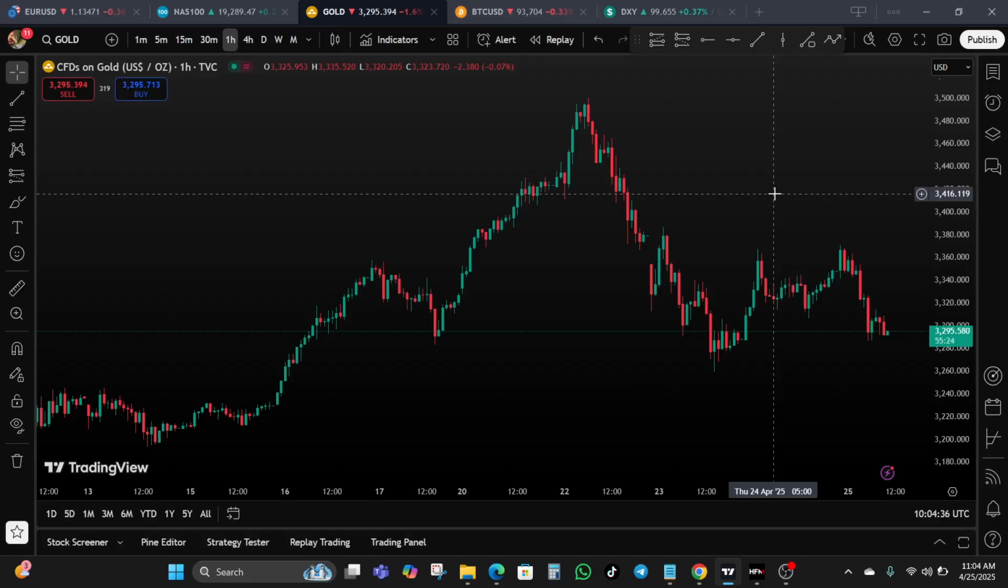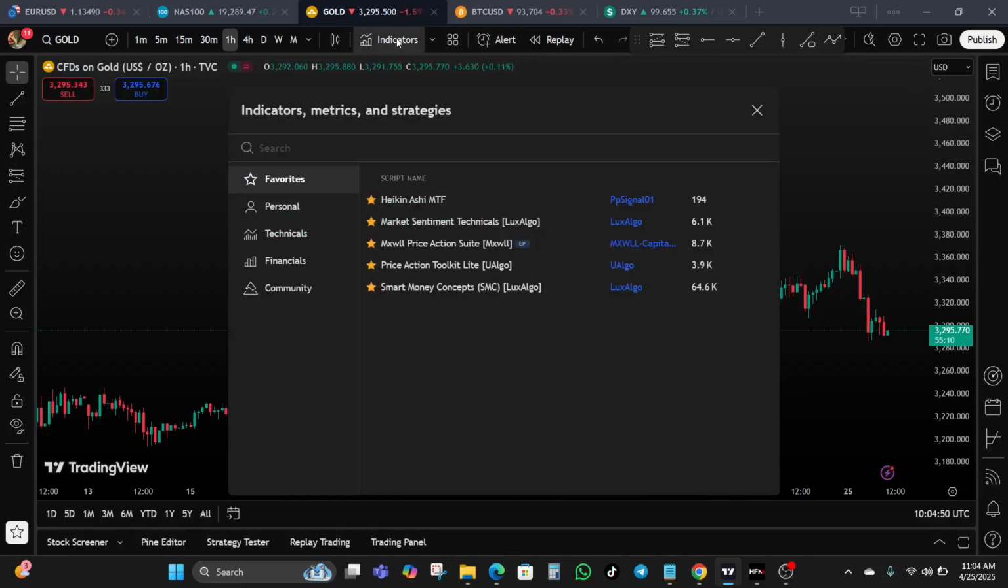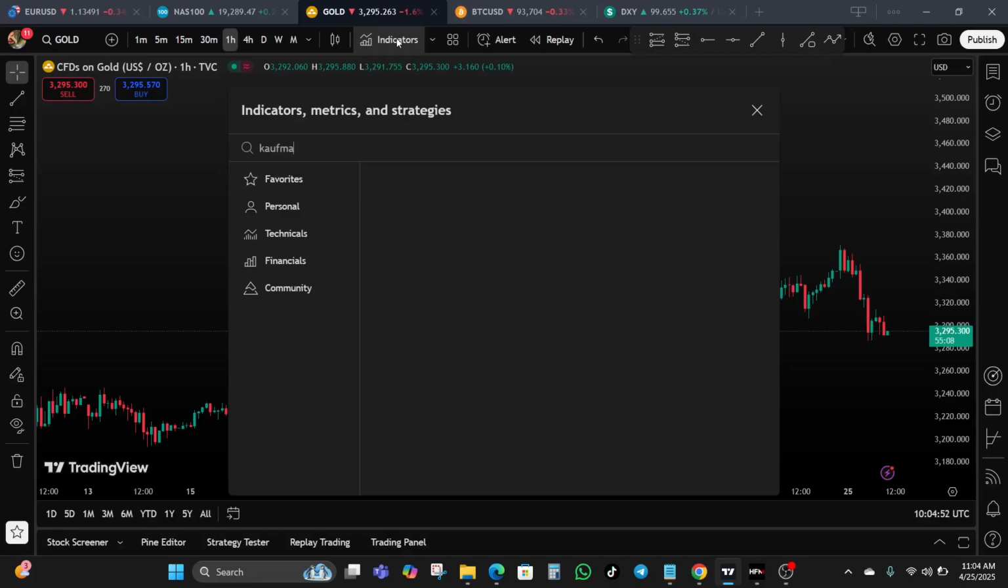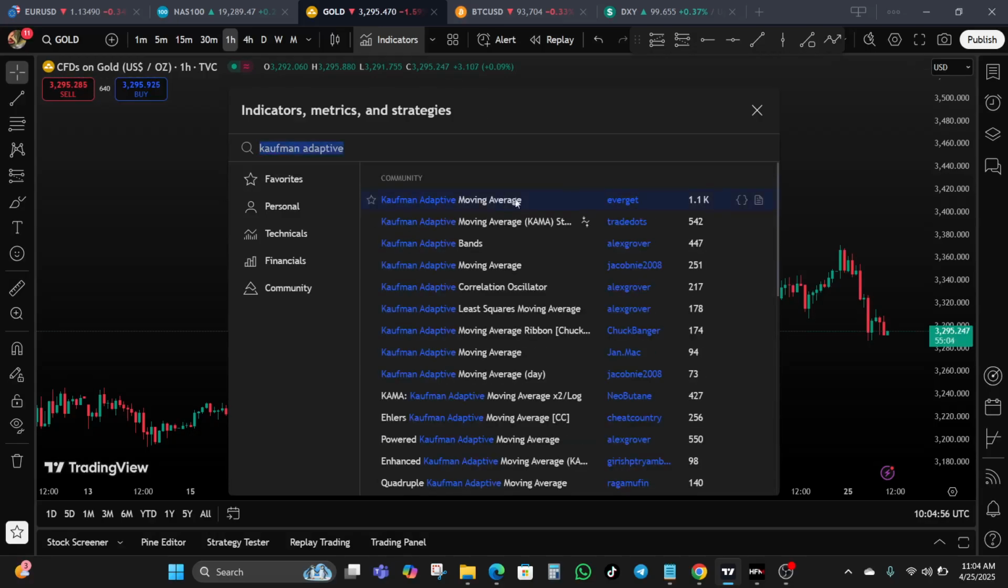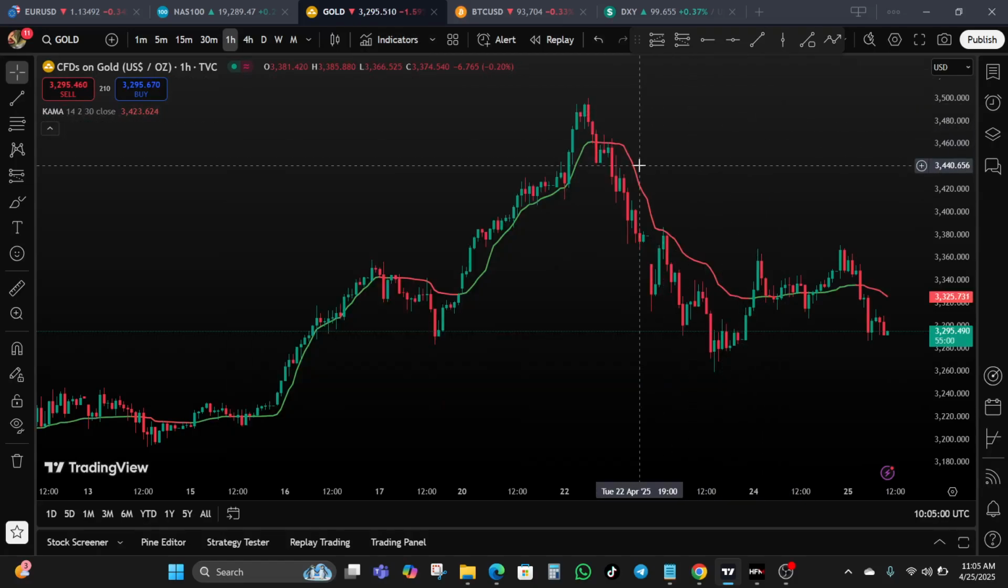What if I told you there is a moving average that adjusts itself based on the market's behavior? That is exactly the KAMA indicator, or the Kaufman Adaptive Moving Average. Now, that's what this indicator is all about.